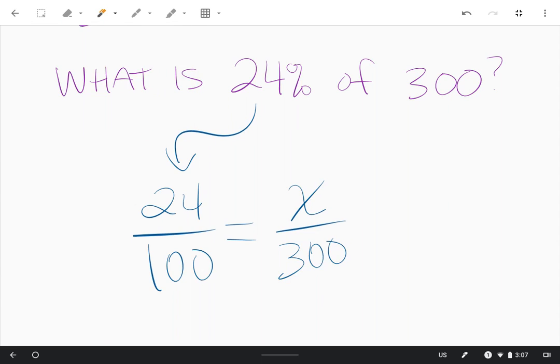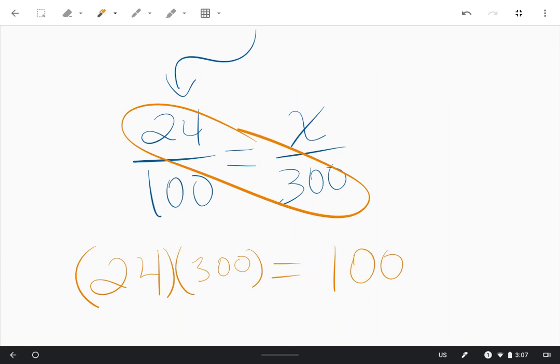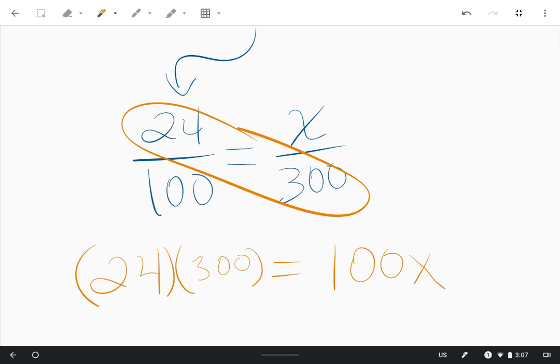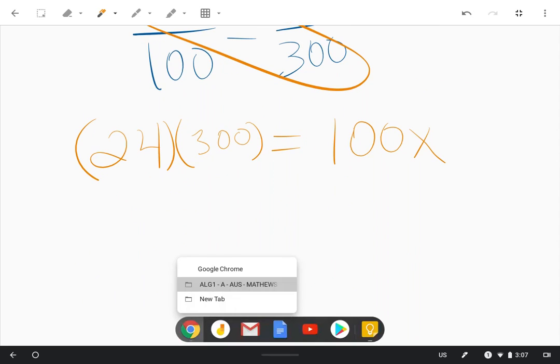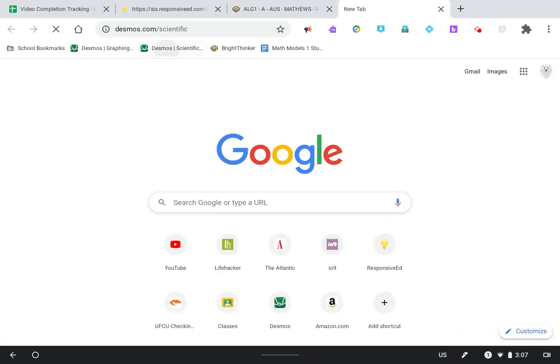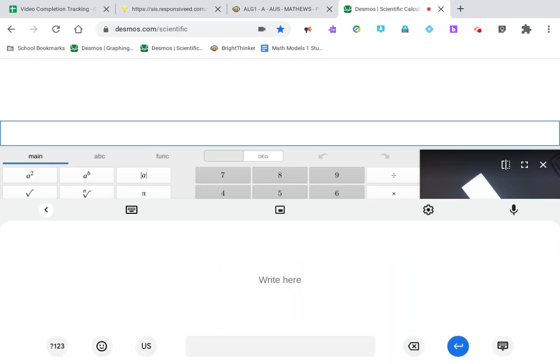So we jump over here and we do cross multiplication. We're going to do these times each other. That's 24 times 300 equals 100x. 24 times 300. Go ahead and open a Desmos scientific calculator and do 24 times 300.